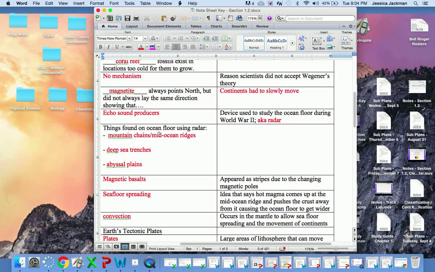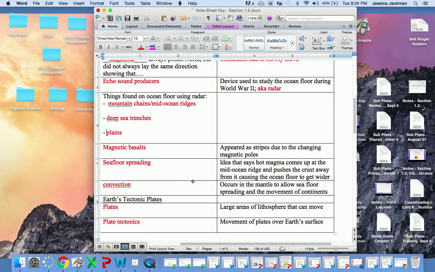You're going to want to highlight where it says mid-ocean ridges, or underline or bold it, something, because I'm going to refer to the mid-oceanic ridge quite a bit when you do any homework or on your tests. Okay, so they found ridges, deep sea trenches, and something called abyssal plains. If you just have the word plains written down, that's fine. In fact, I'm just going to erase abyssal because I don't even know what it is. Big flat areas, right? Okay, appeared as stripes due to the changing magnetic poles.